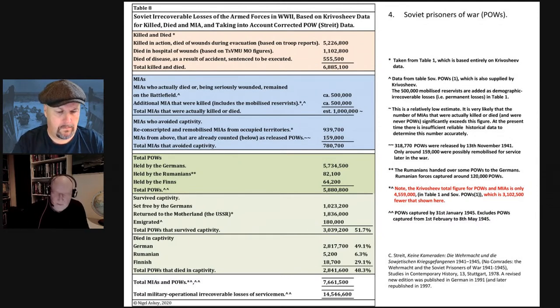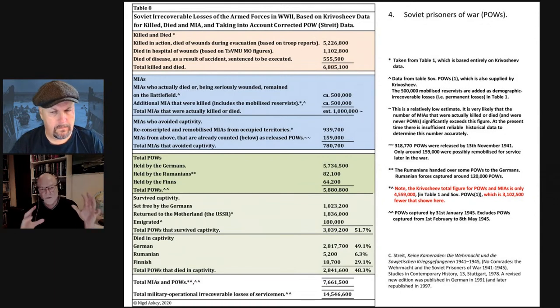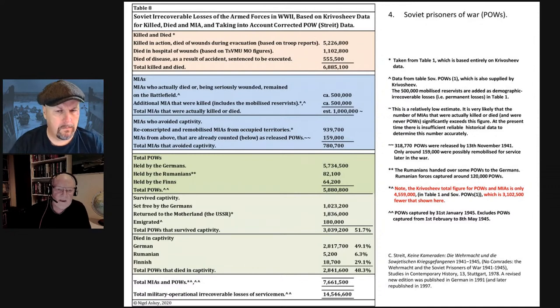Street is Professor Christian Streit from the University of Heidelberg, who published a very comprehensive analysis of all the German and Soviet POWs in 1978. I'm using his data to bring all the war data from Krivosheev and all the POW data for the Germans together. At the top, anything with a star is all from the Krivosheev data, from table one.